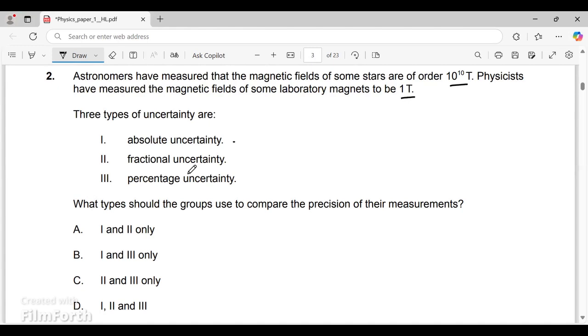Fractional uncertainty is a good measure for comparing precision when the quantities being measured differ greatly in magnitude, because it normalizes the uncertainty to the size. So only 2 and 3. Which one has 2 and 3? Oh, this one, C.